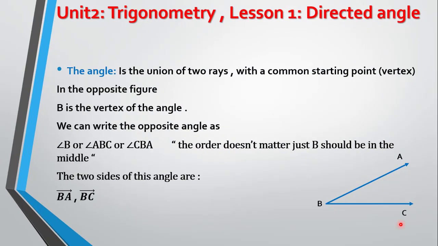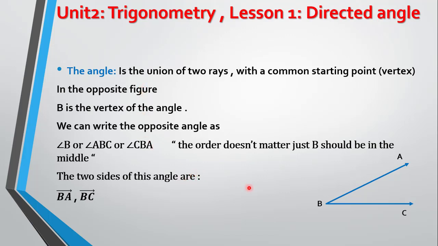We studied before in preparatory year 1 what we mean by angle, and we said that the angle is the union of two rays with a common starting point. Like here, for example, I have the ray BA and the ray BC, which have the same starting point. The union of the two rays is an angle.